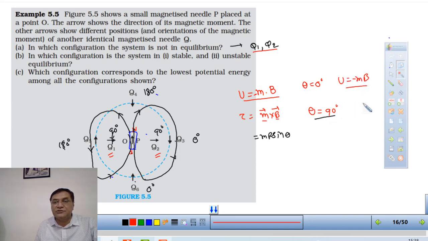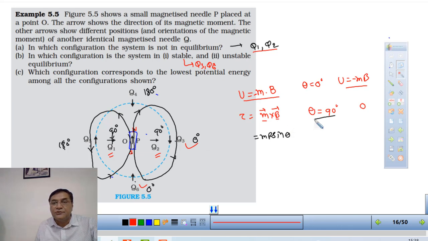And what will the torque be? 0. So where does that happen? Here theta becomes 0. Yes, where else does theta become 0? Two places here. So Q3 and Q6 will be the answer. At Q3 and Q6 positions, potential energy is minimum, theta is 0, torque is 0. Then unstable equilibrium. Unstable equilibrium means potential energy is maximum and torque is 0.